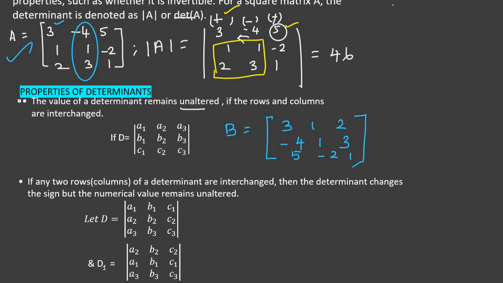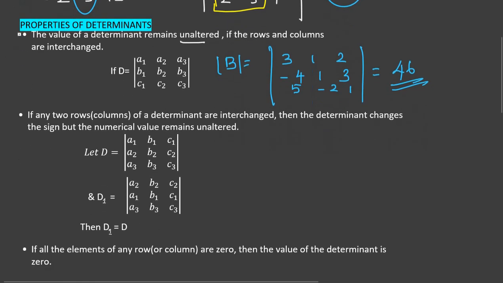The determinant is denoted by parallel lines, with the elements inside the determinant. Therefore for the determinant of B, when we expand it, the value will be the same, 46. So you can try this example: interchange the rows and columns of any determinant, and the value of the determinant is unaltered. This is the first property.